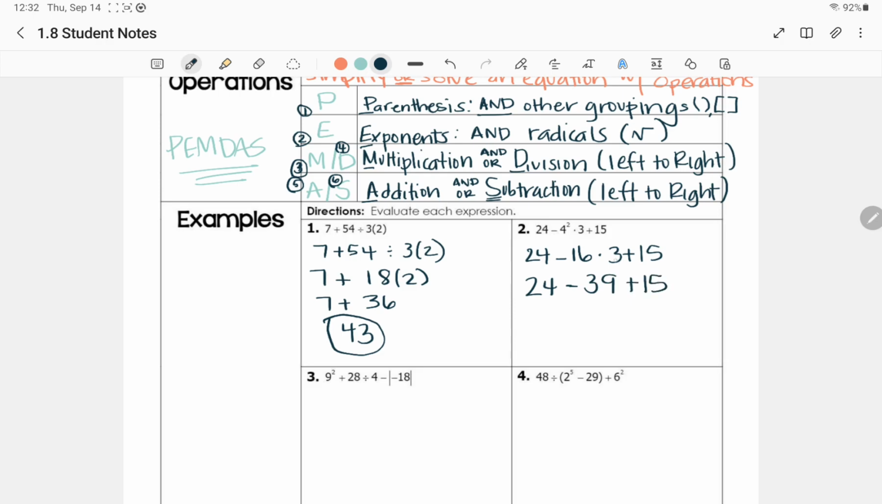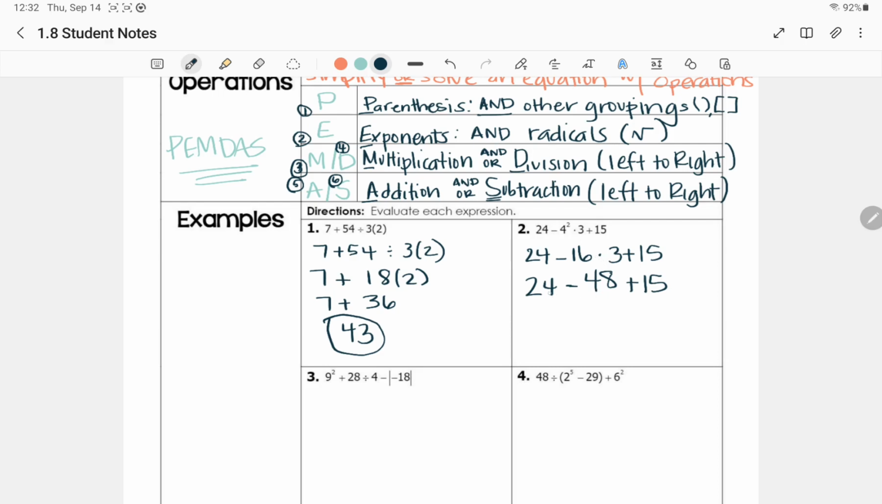No, that's not right. 3 times, nope, just kidding. 3 times 16 is 48. Sorry about that. 48 plus 15. And now there's no more multiplication. I got rid of the multiplication between these two numbers.